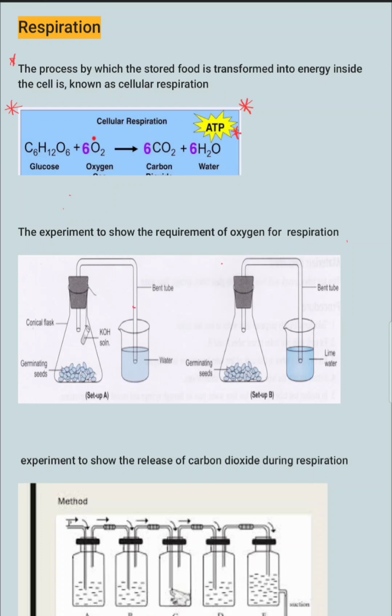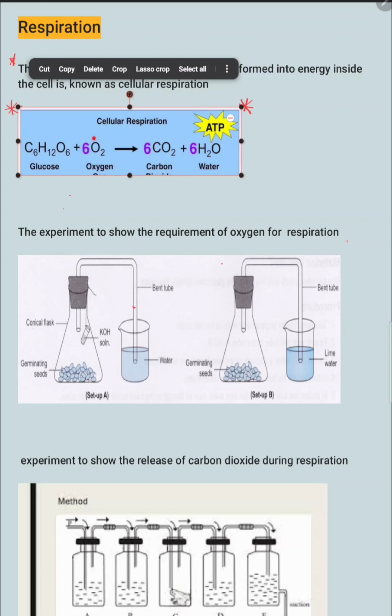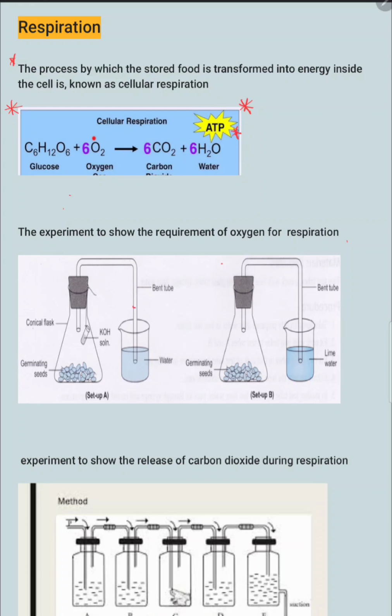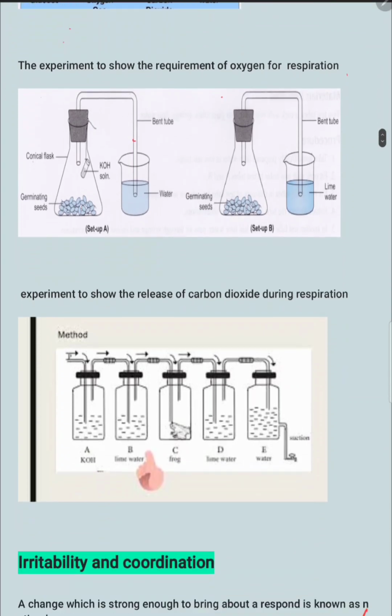The balanced chemical formula of cellular respiration is glucose plus oxygen gives carbon dioxide, water and ATP. Right? You have to write the ATP on your right hand side. It's so important, right? Then there are 2 experiments under the respiration.